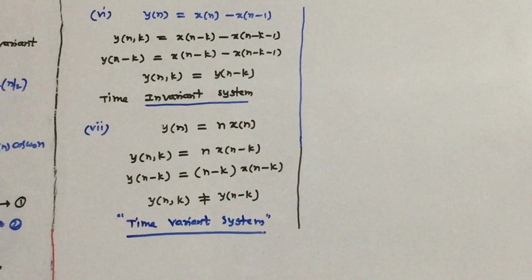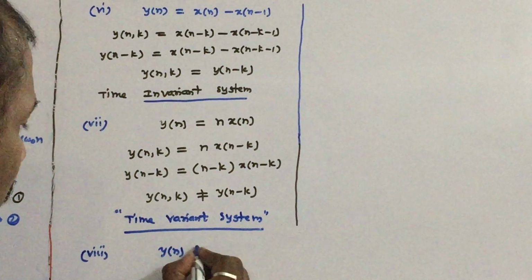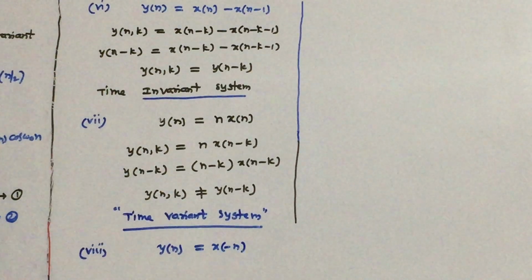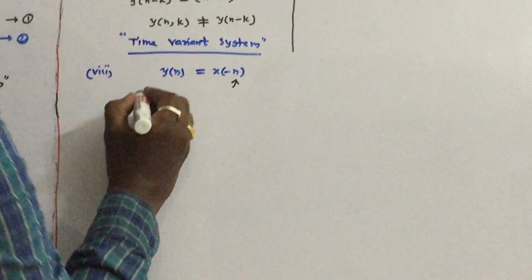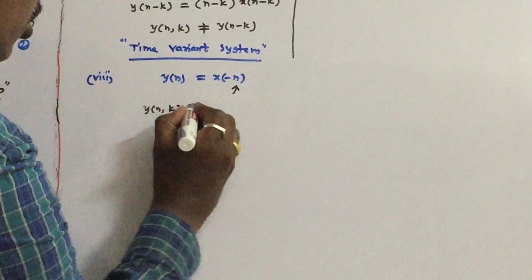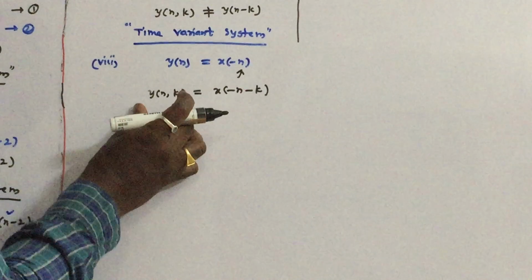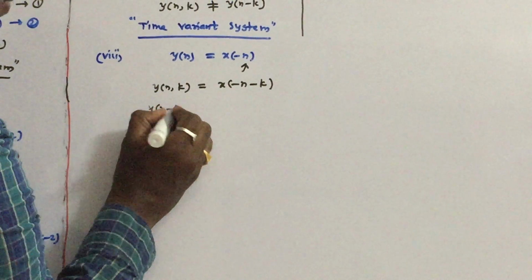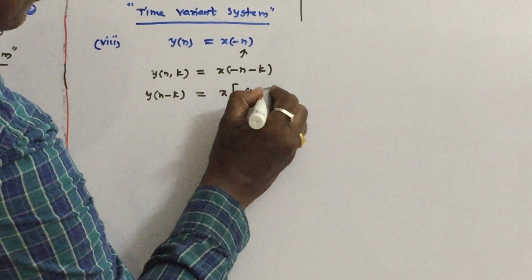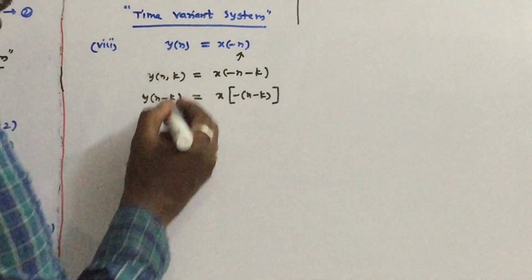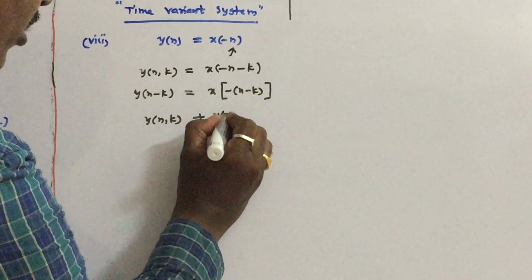Let us see the eighth one. Eighth problem: y of n is equal to x of minus n. First we have to delay the input by k samples, that is x of minus n. So therefore y of n comma k is equal to x of minus n minus k. This is the first step, delaying the input. Now observe the output. y of n minus k, if you delay the output, is x of minus of n minus k. So these two are not equal. Therefore y of n comma k is not equal to y of n minus k.